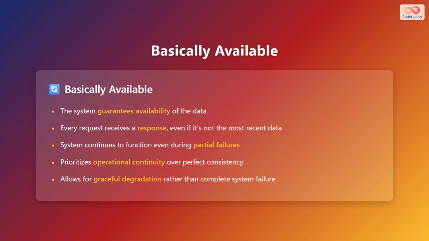Let's dive deeper into the first property of BASE. Basically available. Basically available means the system guarantees availability of the data. Every request receives a response, even if it's not the most recent data. The system continues to function even during partial failures. This approach prioritizes operational continuity over perfect consistency, allowing for graceful degradation rather than complete system failure. In essence, a system that is basically available always responds to requests, ensuring that the service remains accessible even when some parts of the system are experiencing issues.